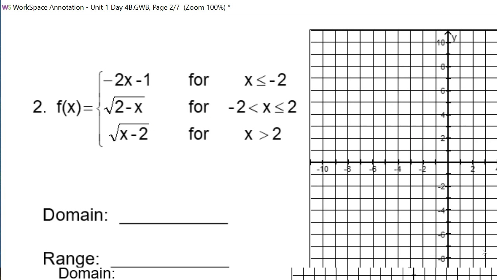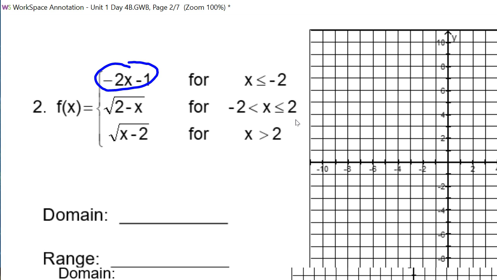Number 2, another piecewise function. Looking at the first piece, what type of function is that? Linear, and we want to start it at -2. So first, looking at that linear equation, what is the y-intercept? -1. So I'm going to start right here at -1.